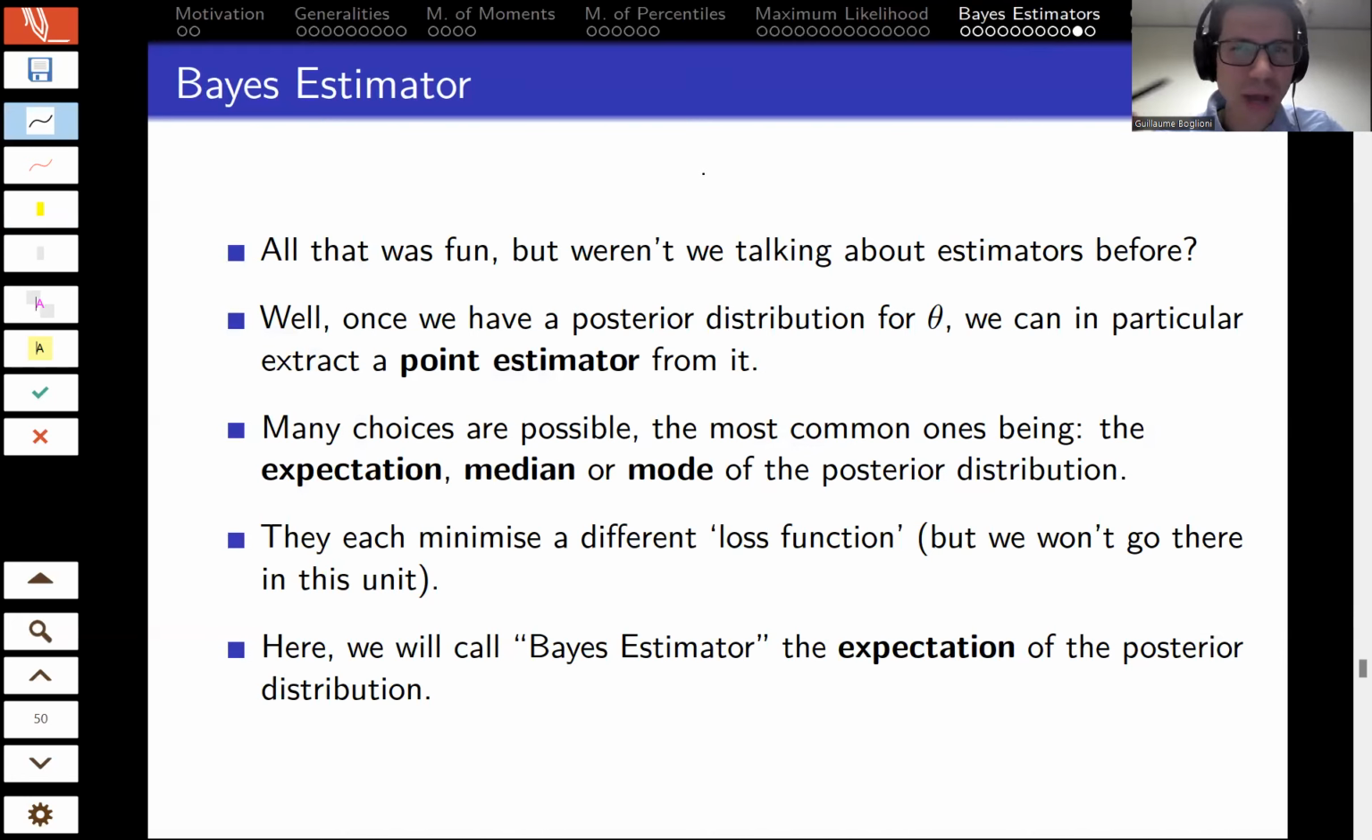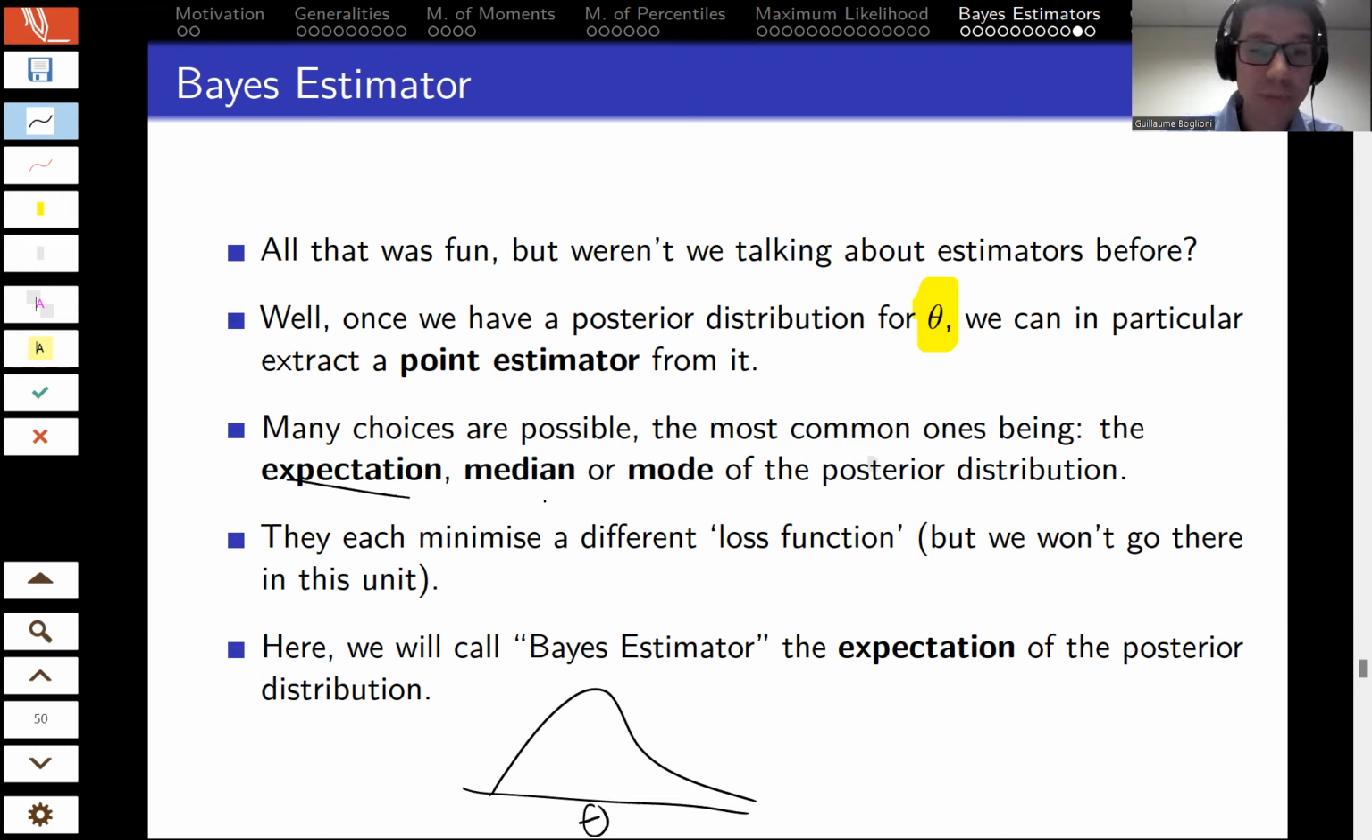But let's come back to the idea of parameter estimation. This is all fun, but this whole week is about estimators, right? So we can go back to our estimators, because once we have a posterior for theta, we have an idea of the whole distribution of the parameter, but you can extract from it an estimator, meaning our best guess of what theta would be from the posterior distribution. Here we don't get into too much detail. Many choices would be possible because, of course, if you have a whole distribution, what's your one best guess of where theta is?